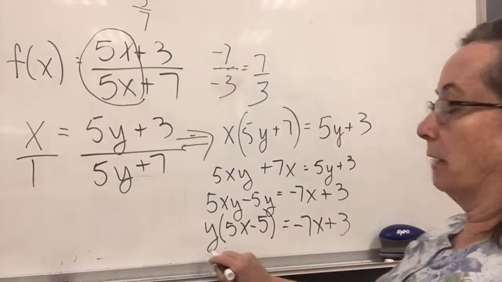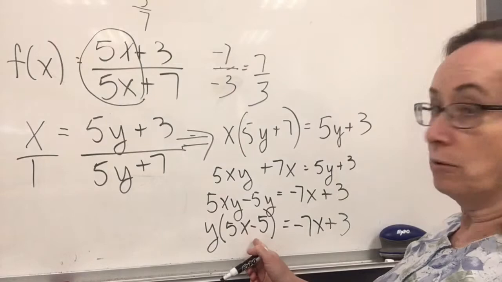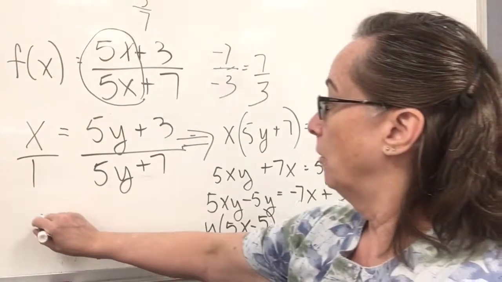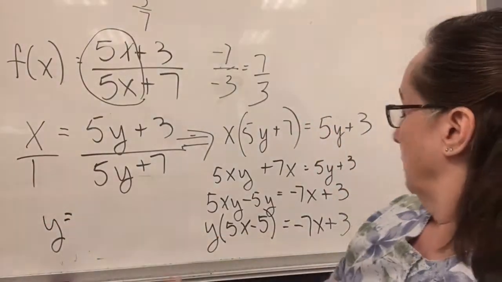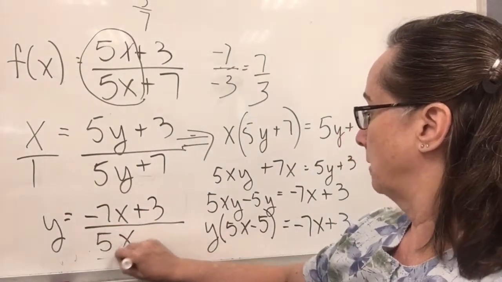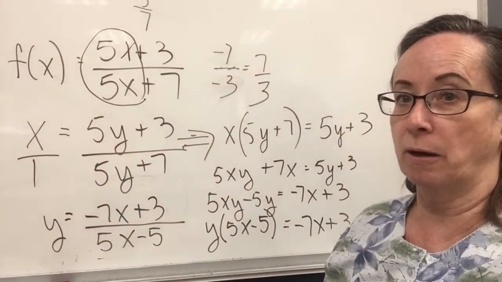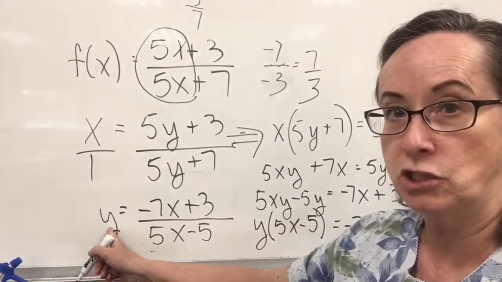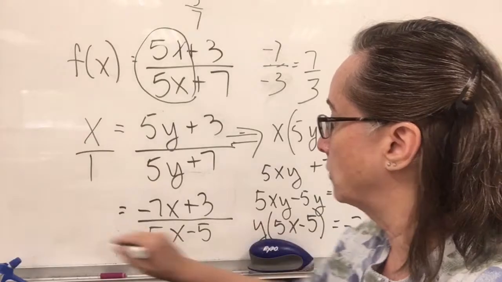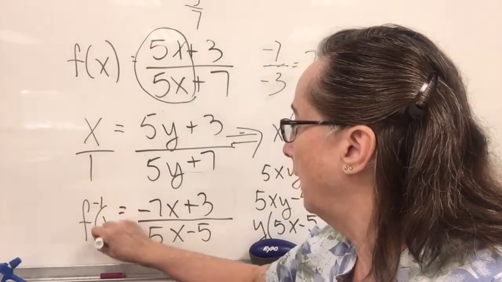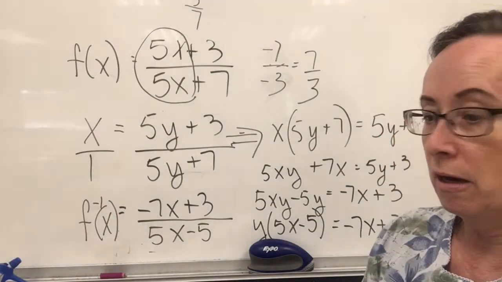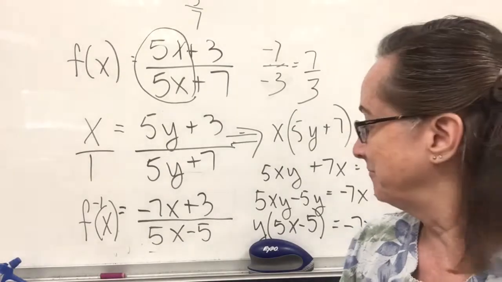Now I can get my y isolated by just dividing both sides by 5x minus 5, which is what I'm going to do. So my answer should be y equals negative 7x plus 3 over 5x minus 5. Now I've got my y equals over here, so all I'm going to do is change that y into an f of negative 1, because this is now my inverse function. So I get f of negative 1 of x, indicating it's the inverse of the original function. And we are correct, because I have the answers in front of me.